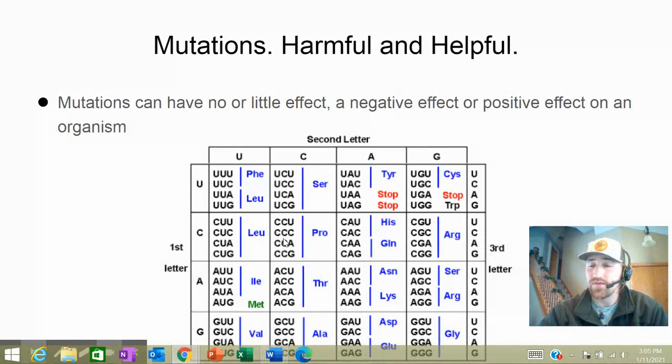When we figure out if it's going to be a problem or not, make sure you look at the amino acids. Make sure you translate it first and see if it's actually changing the amino acid sequence. If it is changing the amino acid sequence, there's going to be an issue. If it's not changing the amino acid sequence, you're probably fine. Okay?